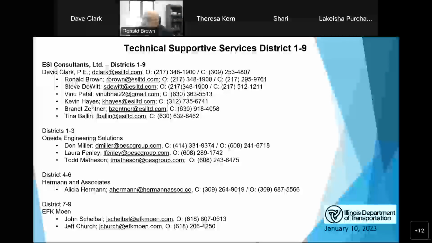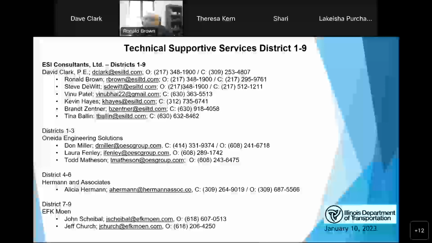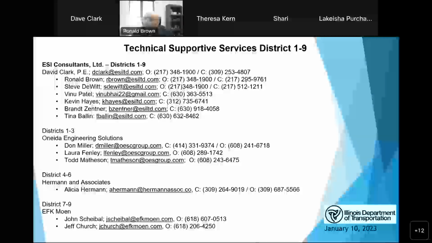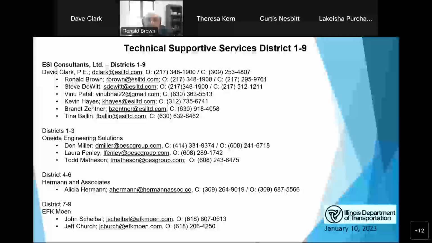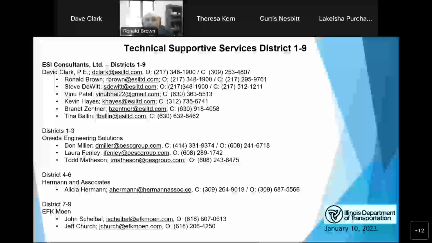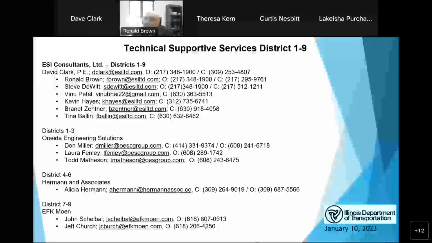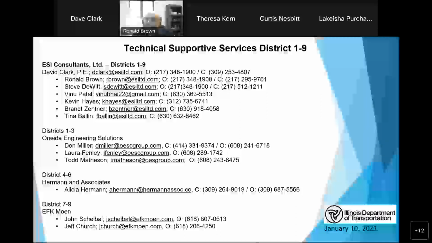Here's a full list of the technical supported service consultants available for districts 1 through 9. So pick one that's convenient for your area. Feel free to contact us with any questions related to technical supported services, any of our upcoming workshops, or if you have any input or feedback for presentations that may help us improve our services.